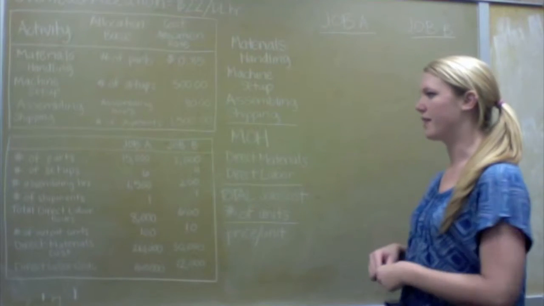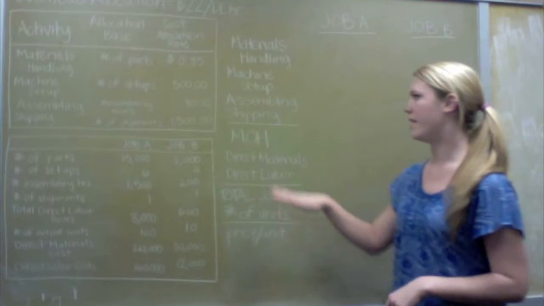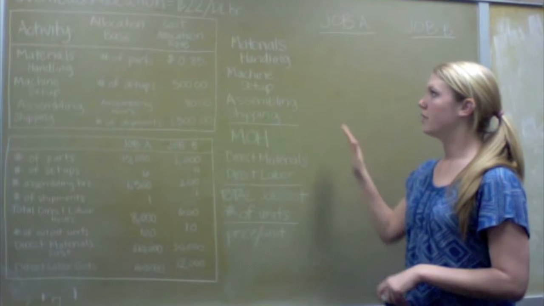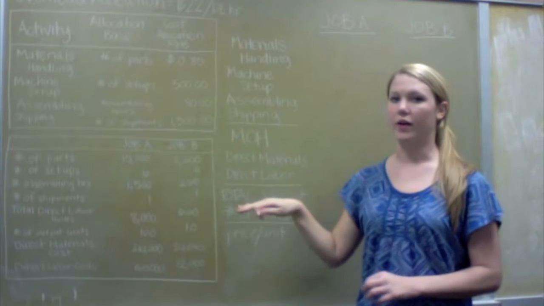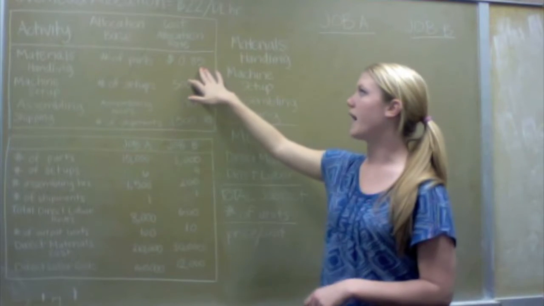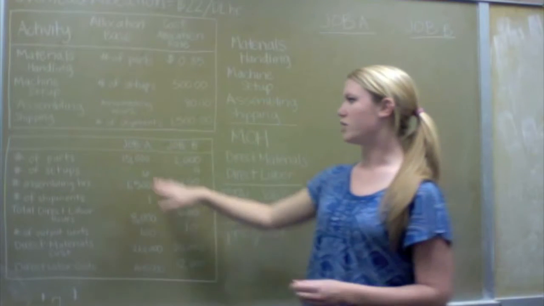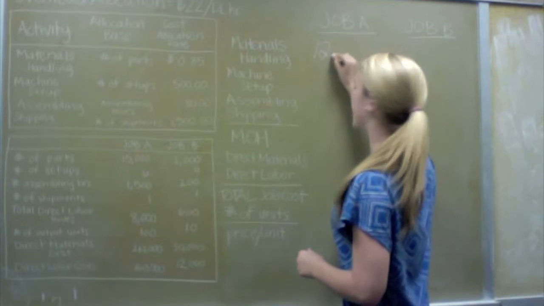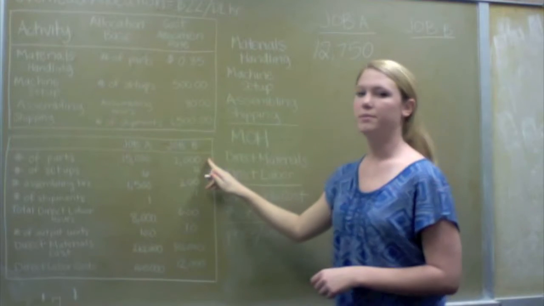We're going to assume that the company uses the ABC system. So first we need to find the manufacturing overhead for the company, and we need to find all the different activities individually by multiplying their cost allocation rate by their allocation base. The first activity is materials handling, where the allocation rate is 85 cents, and the allocation base is parts. For job A, it's 15,000 times 85 cents, which is 12,750. And for job B, there are 2,000 parts, so it's 1,700.